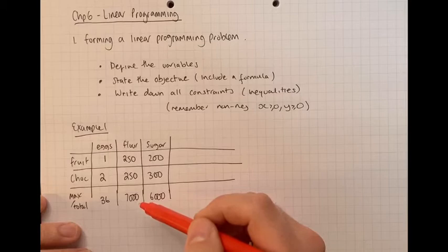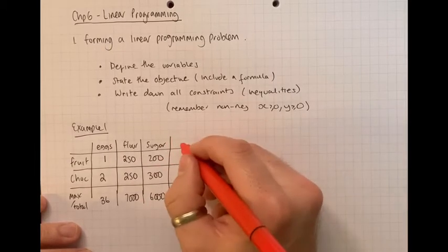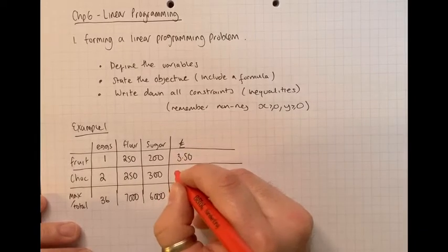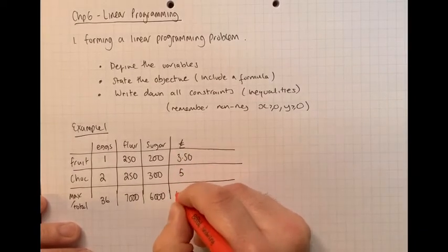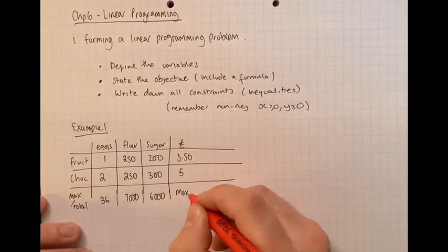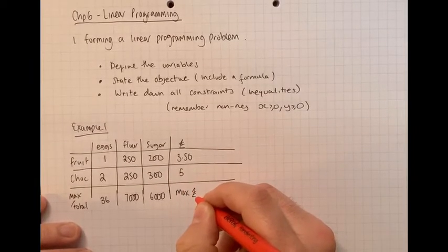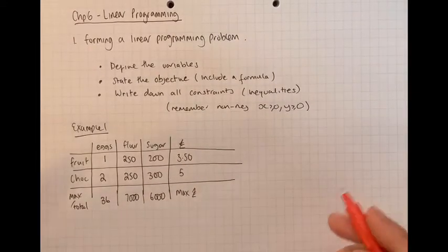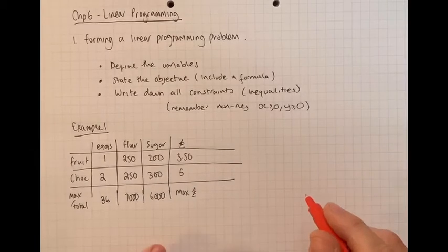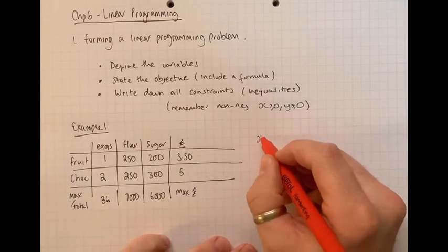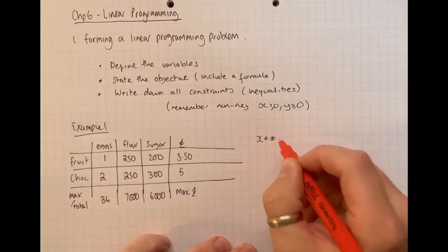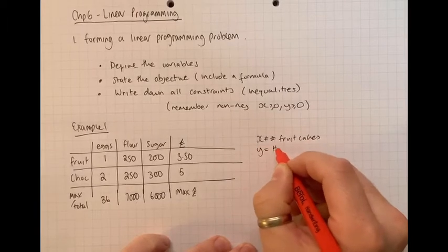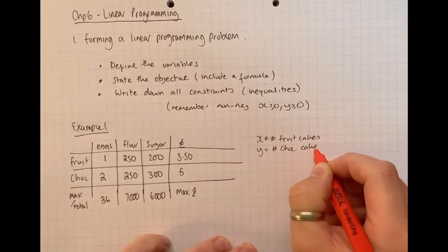Okay, right, what else are you told? How much she sells them for. So she sells the fruit cake for £3.50, chocolate cake for £5, and she wants to maximise the money. Okay, so let's go through this then. It's a good idea with the linear programming problems to do it in rough first and then write your solution down neatly afterwards. So, to define the variables, we're going to say x is the number of fruit cakes she makes, y is the number of chocolate cakes she makes.